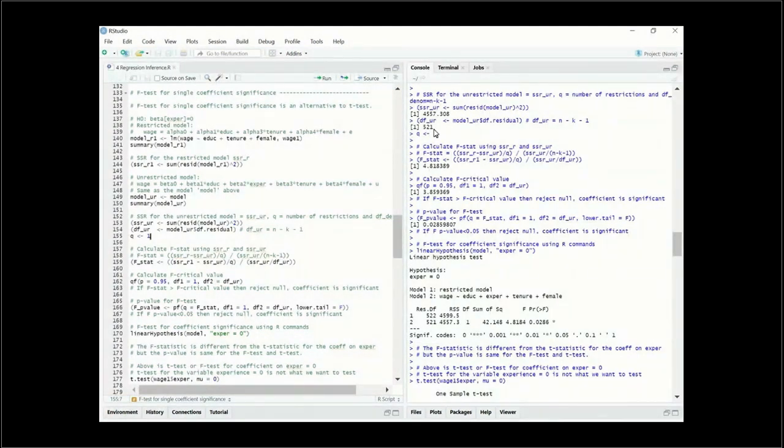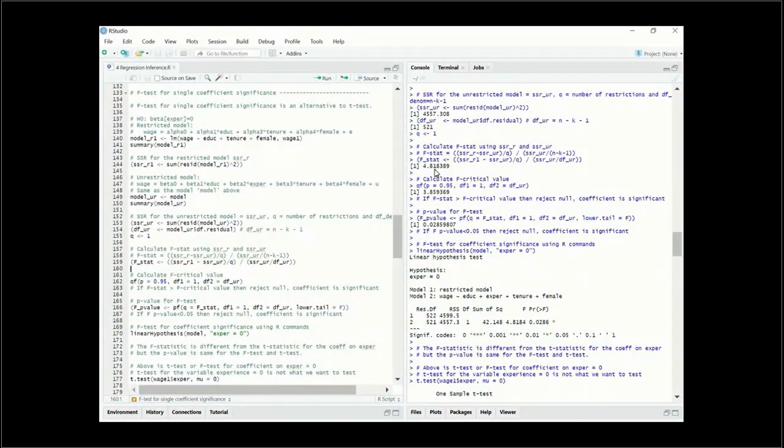And now what we need to do is calculate the F statistic using the sum of squares for the restricted and the unrestricted model. And this is the formula: the sum of squares for the restricted model minus the sum of squares for the unrestricted model, divided by Q, the number of restrictions, which is 1 in this case, and then divided by the sum of squares for the unrestricted model divided by n minus k minus 1. So I'm calling all of these that I calculated from above, and I'm calling this the F statistic here. Displaying this F statistic, it is 4.81.